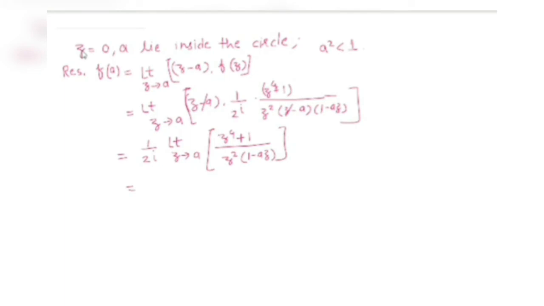Now we apply the limit here, that means we put z = a. The value will be 1 by 2i times (a to the power 4 plus 1) divided by a square (1 minus a square). So this is (a to the power 4 plus 1) divided by 2i a square (1 minus a square), which is the residue of the given function at the pole z = a. Now we find the residue at 0. To understand more about poles and residues, you can watch my videos on these topics.